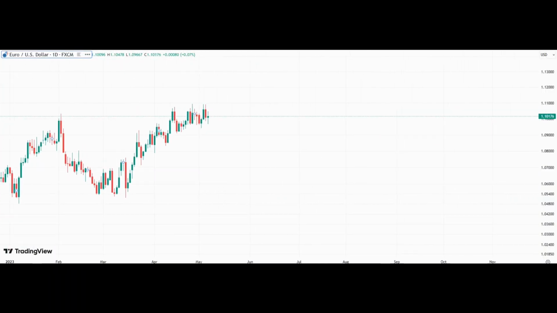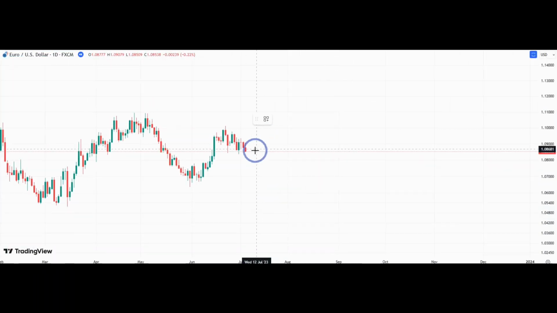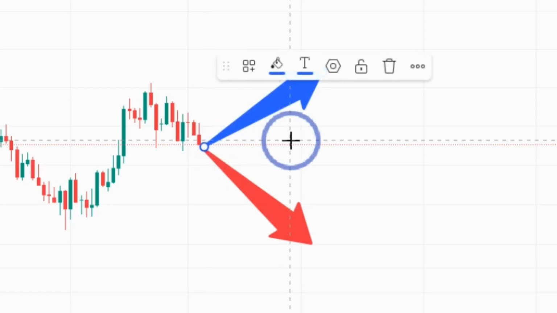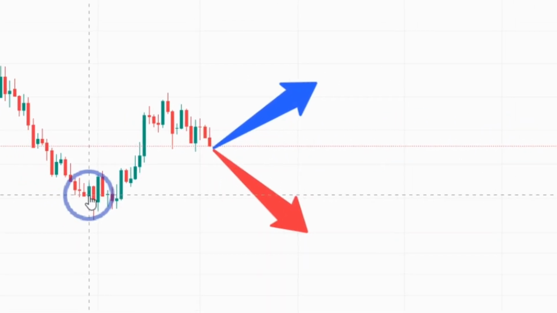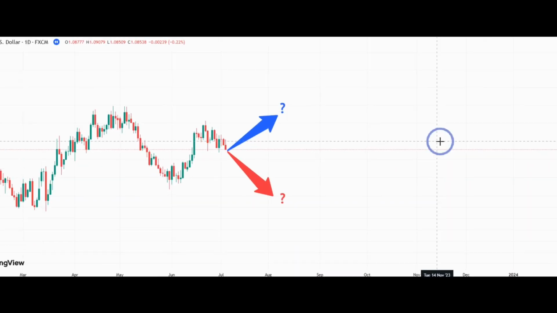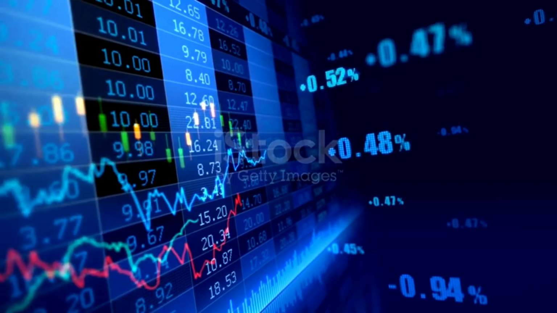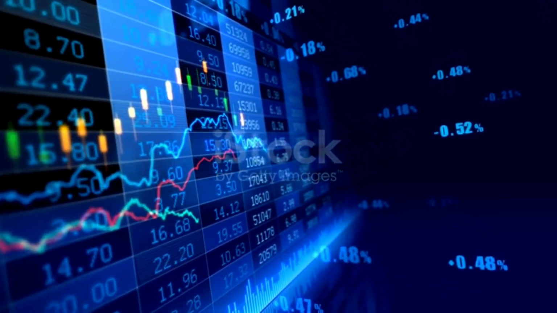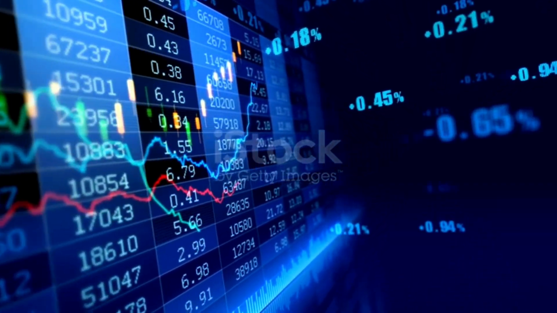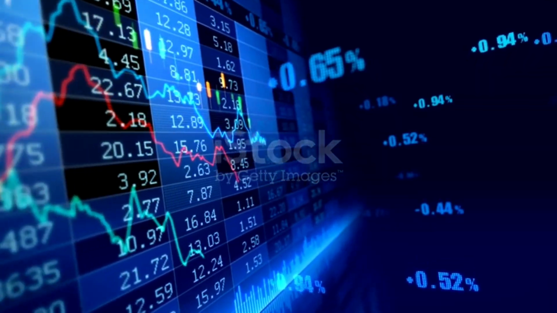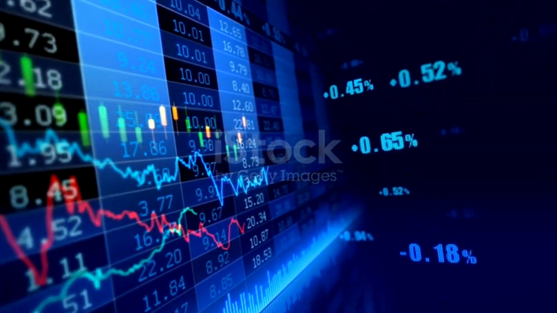Look at this chart. At this point, do you think the price will go up or down? Now imagine having a powerful tool that can answer this question for you. Welcome to Mohsen Trading. In this video, we will learn how to use the Fibonacci tool to identify key levels and make more informed price decisions.